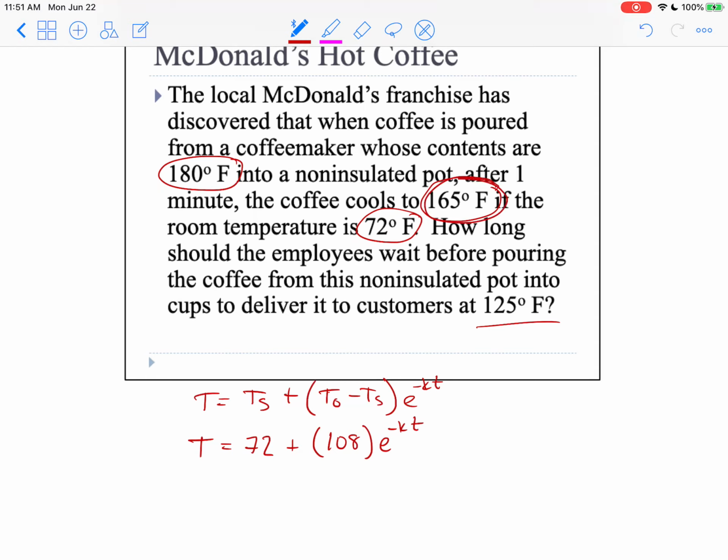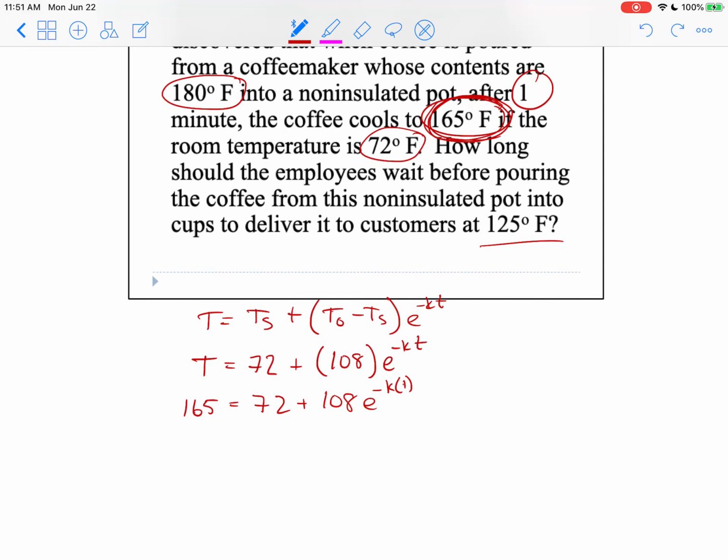So I'm going to use this 165 and the fact that that happens 1 minute after. I know that after 1 minute the coffee is 165 degrees. So I know that the temperature, the current temperature of the object, is equal to 72 plus 108 e to the negative k times 1, or 1 minute. So I plug the 1 in for time because that's 1 minute, and I know the temperature after 1 minute is 165. This all came from the problem. So I need to solve this equation.